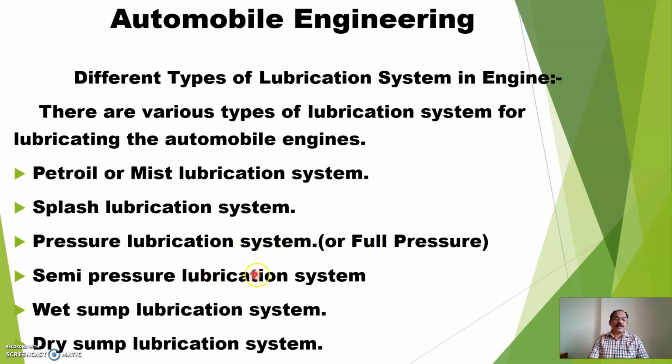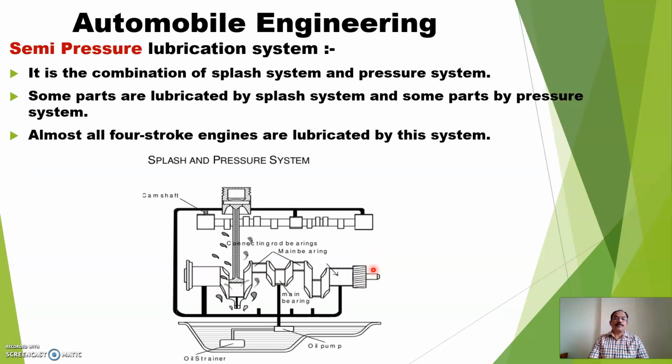Now we'll discuss the semi-pressure lubrication system. So what is the semi-pressure lubrication system? It is a combination of the splash system and the pressure system. You can easily observe that the pressure system is also used, where the pipelines and tubing are there, but at some part there is a pan-like shape where the oil is. This oil is splashed with the help of this scoop. It is splashed from here.